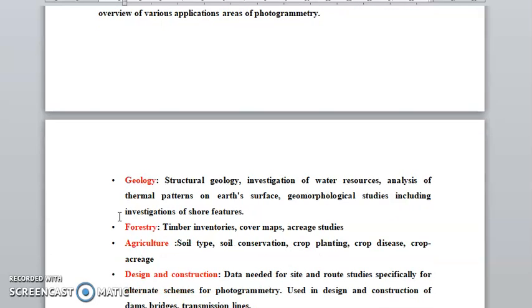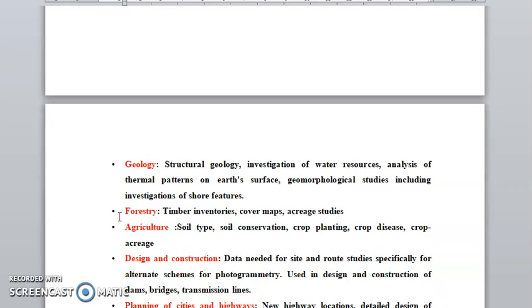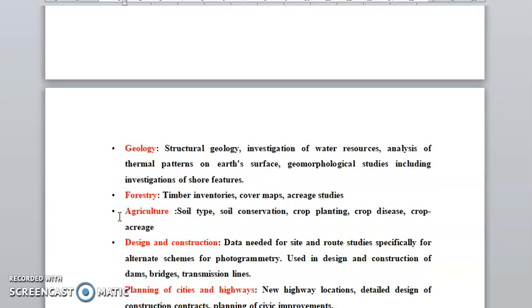Next one, design and construction: data needed for site and route studies, specifically for alternative schemes of photogrammetry. Used in the design and construction of dams, bridges and transmission lines. So first is geology, second is forestry, third is agriculture, then design and construction for civil.